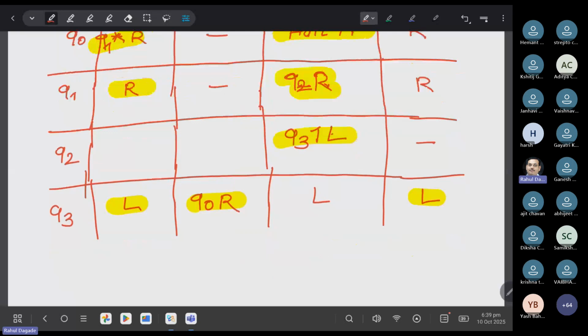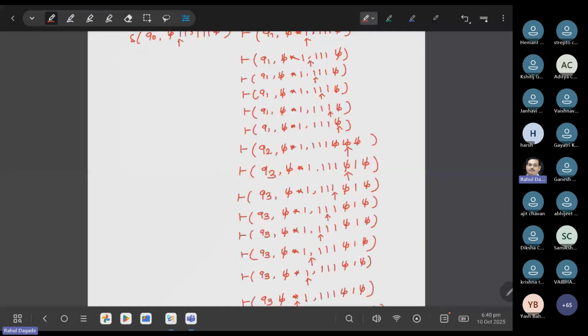Okay. So when in that state, if that input cannot be seen, then we don't have any move for it. So we will write them as dash. Okay. Everybody understood it? Now write the simulation properly, everyone.